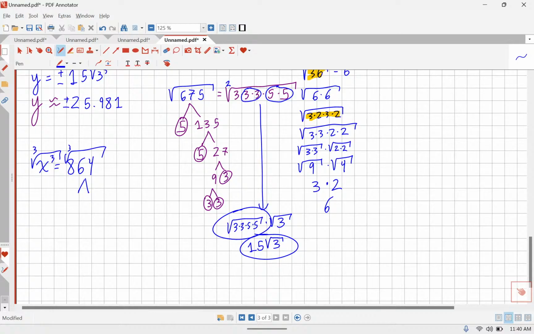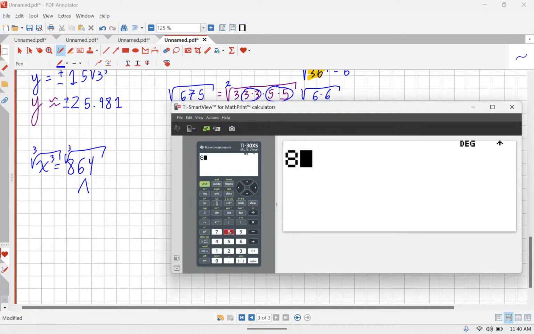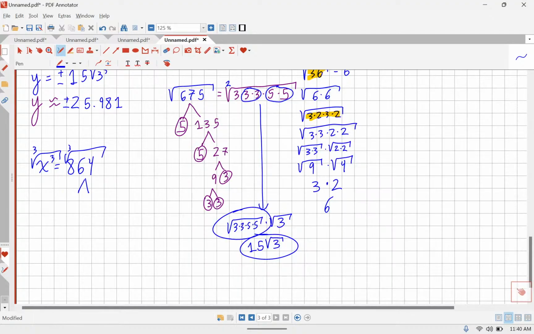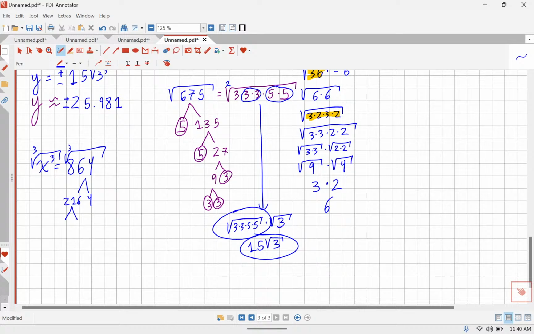864, what do you guys think goes into that? That would be nice. Let's see. Does 864 divided by 4? Oh, hooray. 216 and 4. What else goes into 216? Is that right? 36? 216 divided by 36. Is that true? Oh, look at that. It's 6 and 36. And what's 36? 6 and 6. What's 4?